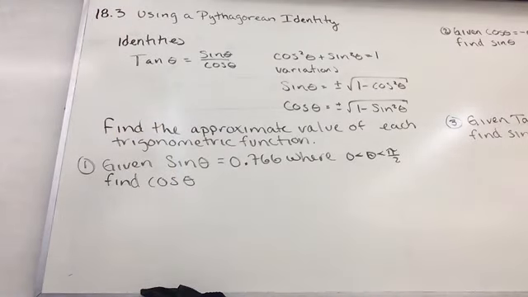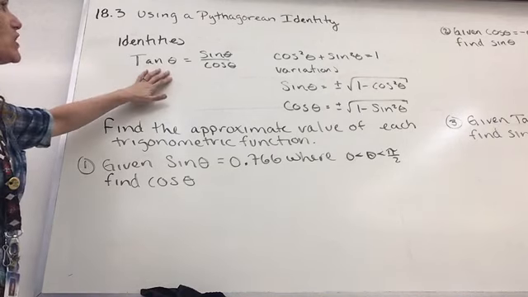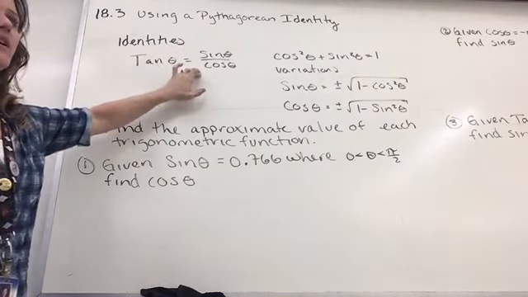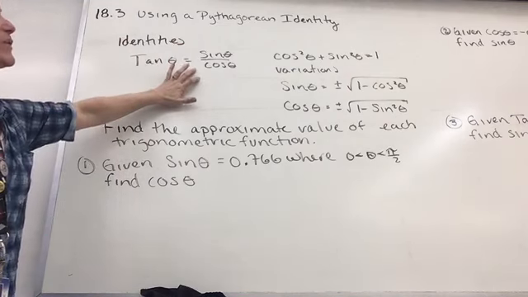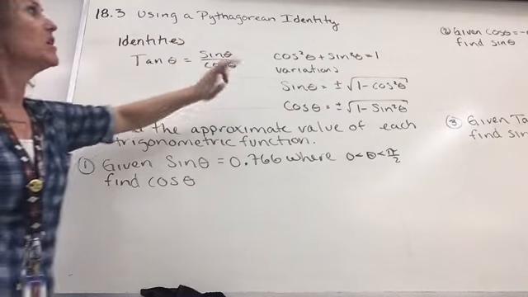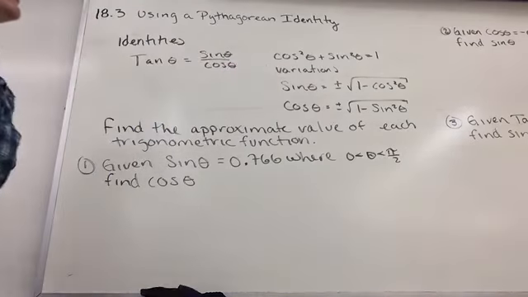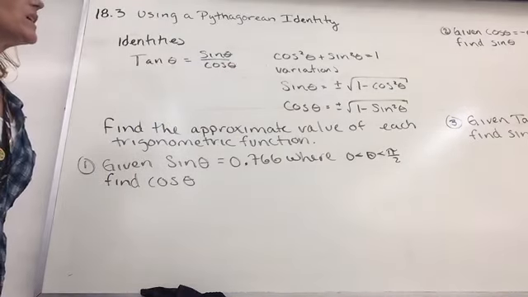Okay, so using Pythagorean identities. The identities that we're going to be using are the tangent of theta equals sine theta over cosine theta. That is the same thing as the opposite over hypotenuse, adjacent over hypotenuse, the hypotenuses cancel. The other identity is that cosine squared theta plus sine squared theta equals 1.